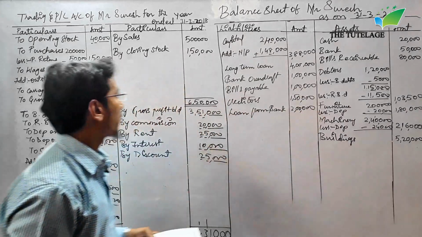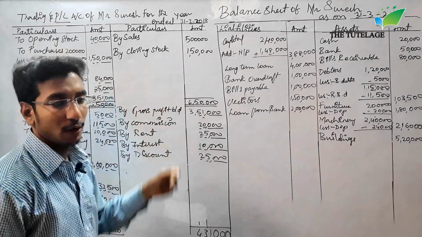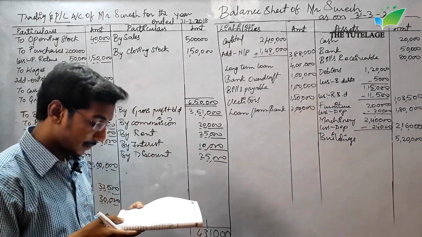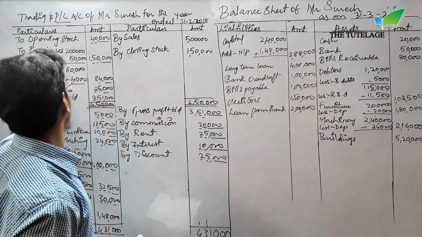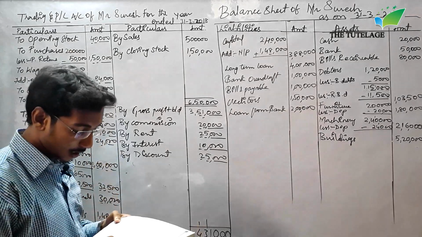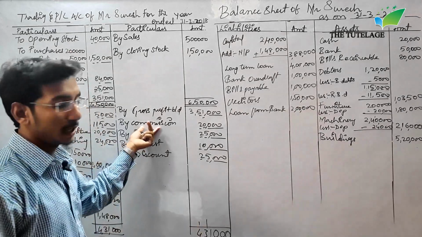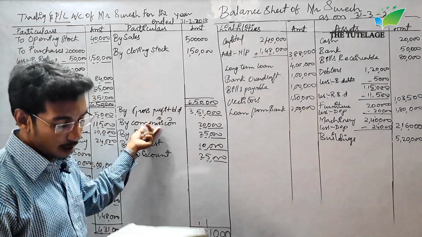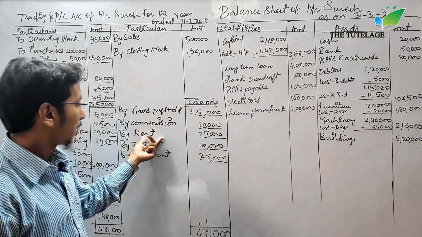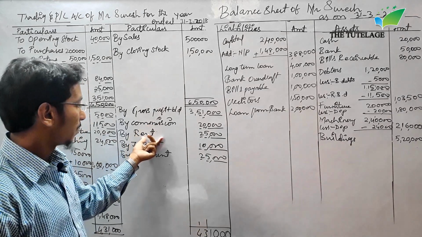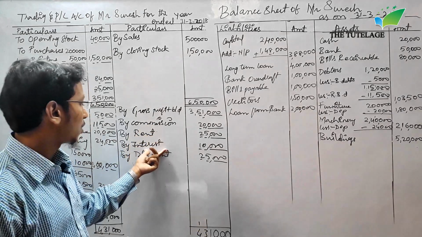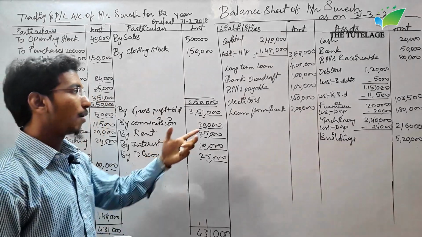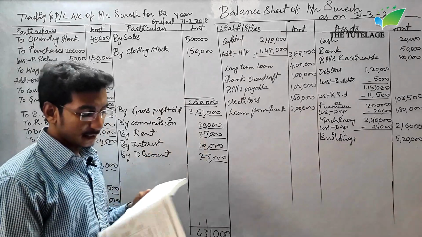Sales. Sales we have already recorded on the credit side of the trading account; don't record it twice. Purchase return. Purchase return we deducted from the purchases. Commission. Commission we have already recorded on the credit side of the profit and loss account; don't record it again. Rent also recorded on the credit side of the profit and loss account. Interest is also recorded, and discount is also recorded. And over. See the adjustments.